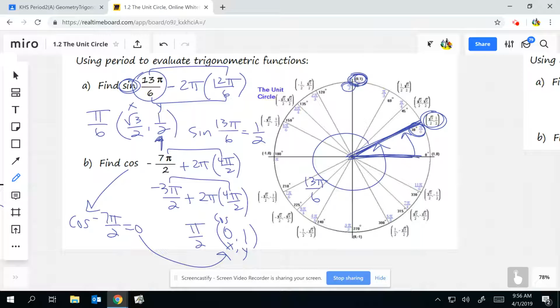So there are going to be some where you're not going to be allowed to use a calculator. You're going to have to find them on the circle and see if you can find out 7 pi over 2. Cosine of this negative 7 pi over 2 has got to be a 0 because it's going to be this coterminal angle, the pi over 2.